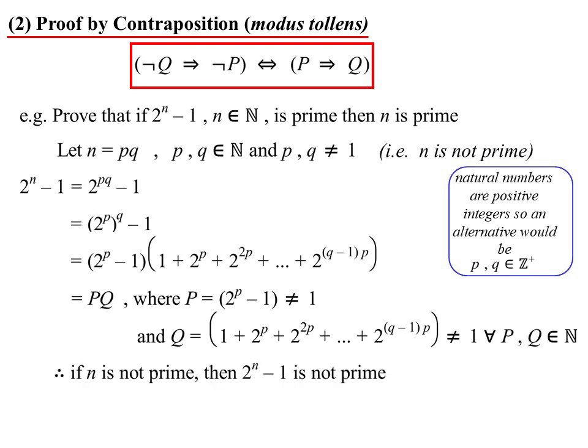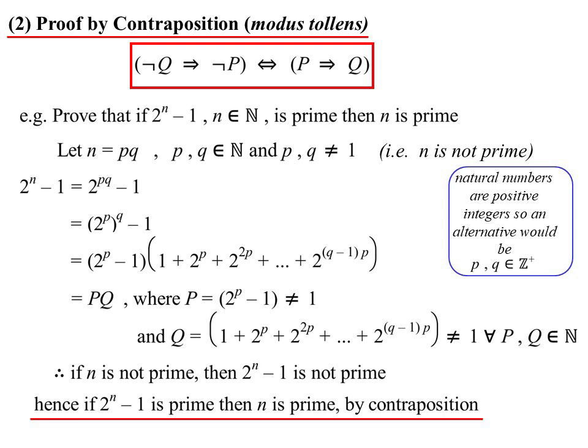So there it is. If n is not prime, then 2 to the power of n minus 1 is not prime. And so now I can say, well then, that means if 2 to the power of n minus 1 is prime, then n is prime by contraposition. So we write down. That's the technique I've used here.